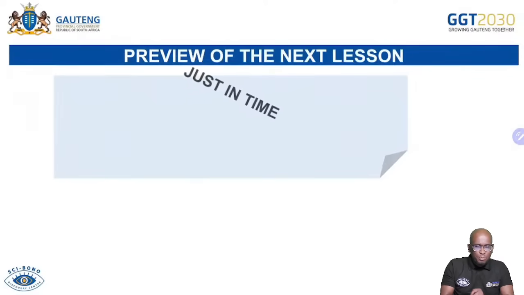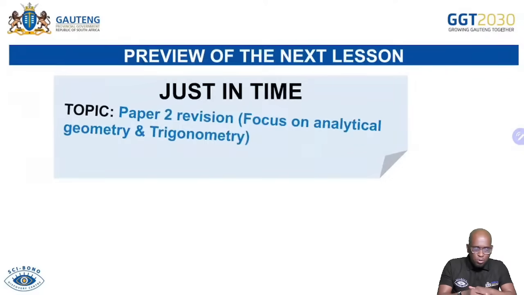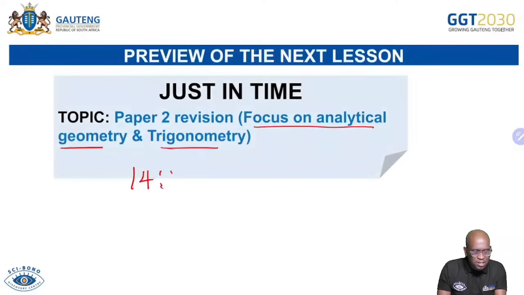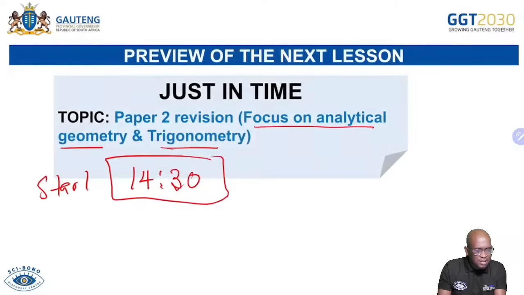Let's preview our next lesson, okay? Our next lesson would be tomorrow, all right? It will be tomorrow on the 31st, and it is on paper 2 revision, and we'll be revising, focusing on analytical geometry and trigonometry, all right? That would be tomorrow from 14:30, all right? We start at 14:30. So when you come back from the exam, you rest, and then 14:30, we start preparing for paper 2.